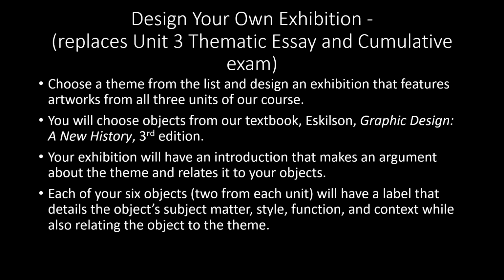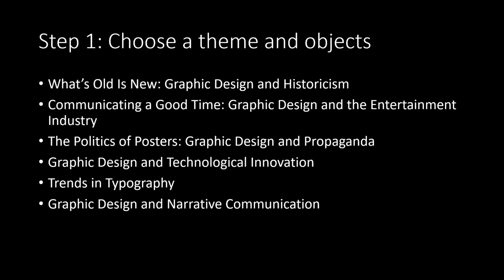Your exhibition is going to have an introduction that makes an argument about the theme and relates it to your objects. Each of your 6 objects, 2 from each unit, will have a label that details the object's subject matter, style, function, and context, while also relating the object to the theme. The first part of this assignment is to choose your theme and the objects.